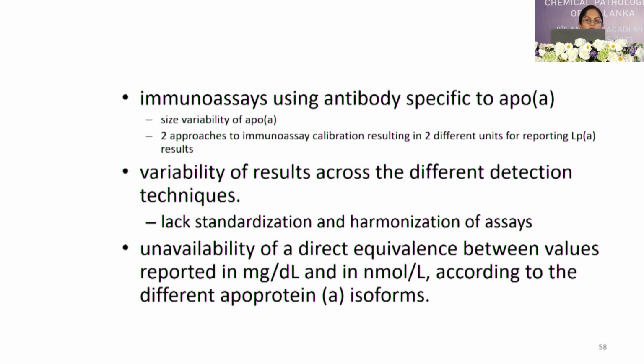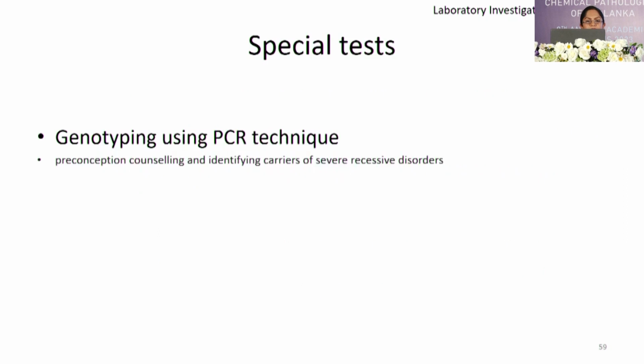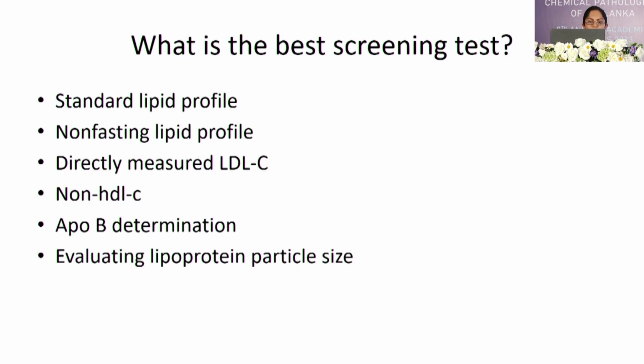So there are immunoassays which can measure apolipoprotein A, which is rarely available even in the whole wide world. So there is variability of results across the different detection techniques. So there is lack of standardization and harmonization. So we have to work on that. There are other special tests you can do, but they are mostly in the research type.